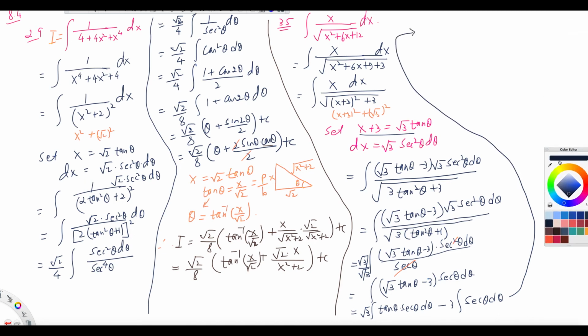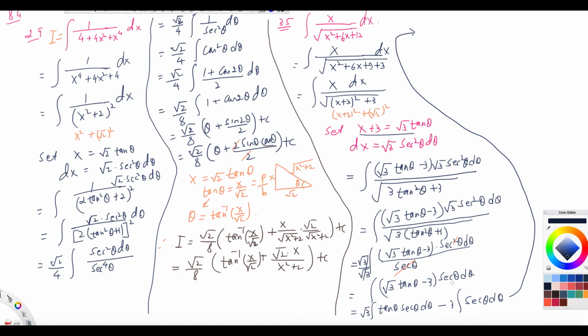So do you get there? What is the integral of tangent theta secant theta, or what is the integral of secant theta times tangent theta? Because we know the derivative of secant theta is secant theta tangent theta. So the integral of secant theta tangent theta is secant theta only. So you can write root 3 secant theta minus, what is the minus 3? What is the integral of secant theta? It is natural log, right? Natural log of secant theta plus tangent theta. That is by the formula, and then plus c.